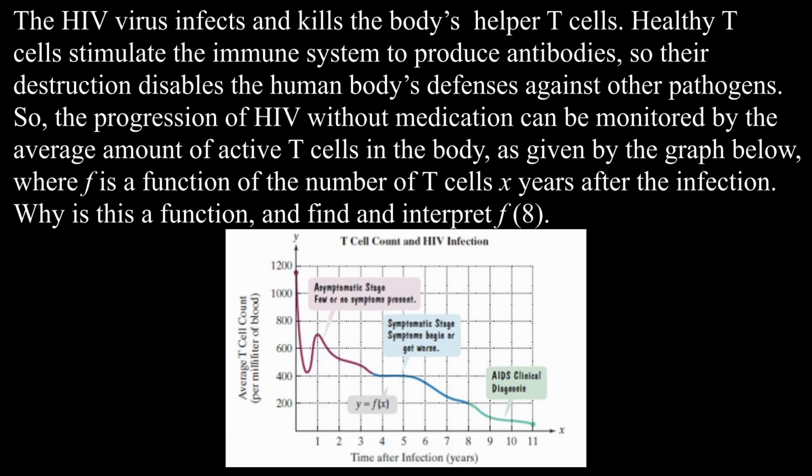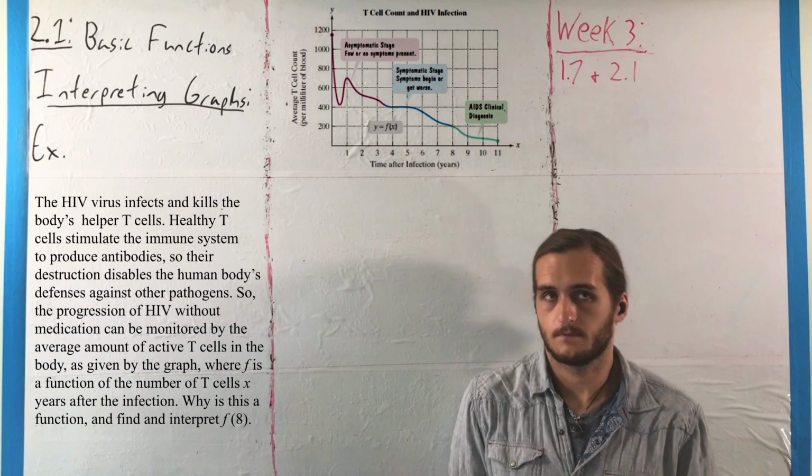So the progression of HIV without medication can be monitored by the average amount of active T cells in the body, as graphed below, where f is a function of the number of T cells x years after infection. Why would this be a function? And find and interpret the value f(8). Well, at least we're going to estimate f(8).